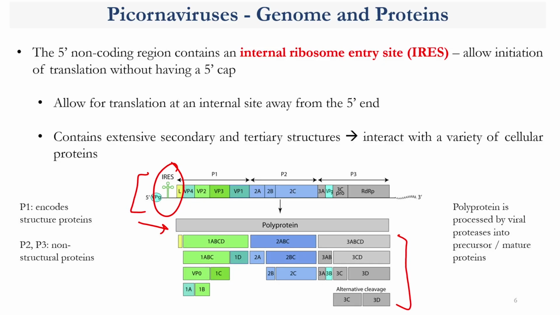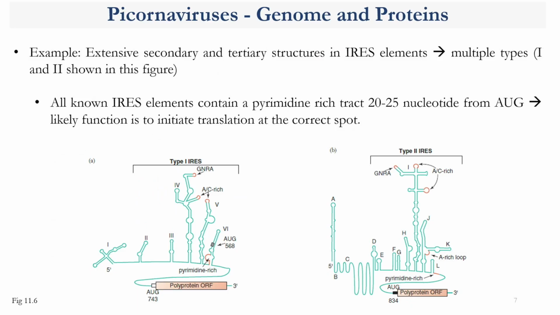And let's look at an example. So just like I said, there are extensive secondary and tertiary structures in these IRS elements. And there are multiple types of IRS sequences. And in this figure, you can see type 1 and 2 sequences. So type 1, again, not to worry too much about the detail.